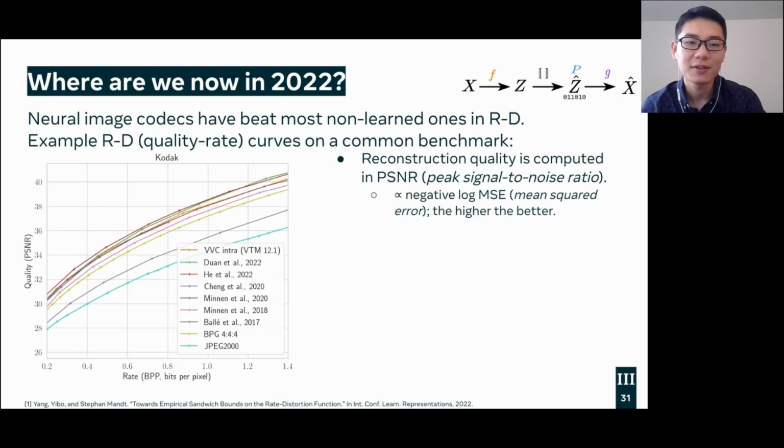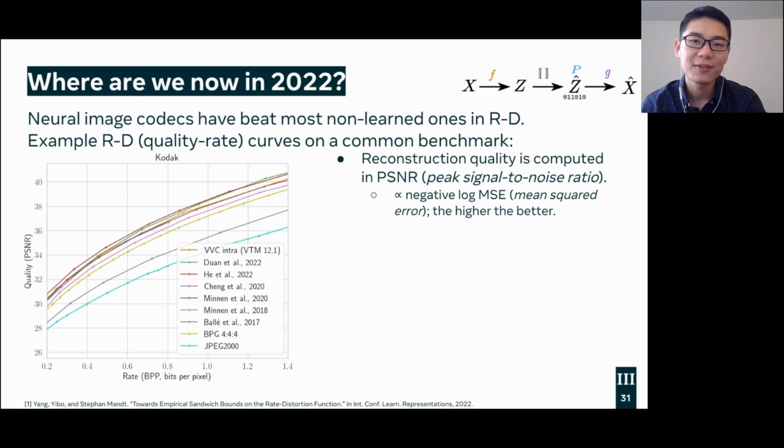And technically, these should be called quality rate curves. On the x-axis, we have the bit rate measured in bits per pixel, and on the y-axis is the quality of the reconstruction as measured in PSNR. And this is really just the inverse of the mean squared error on a log scale. So the higher the better, and this is the opposite from the rate distortion pictures we've seen earlier. So you just have to mentally flip everything upside down.